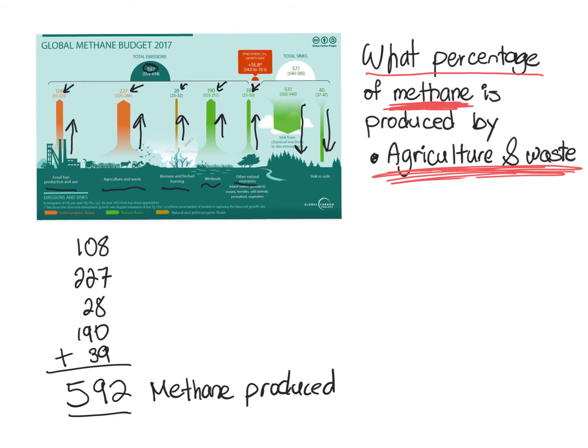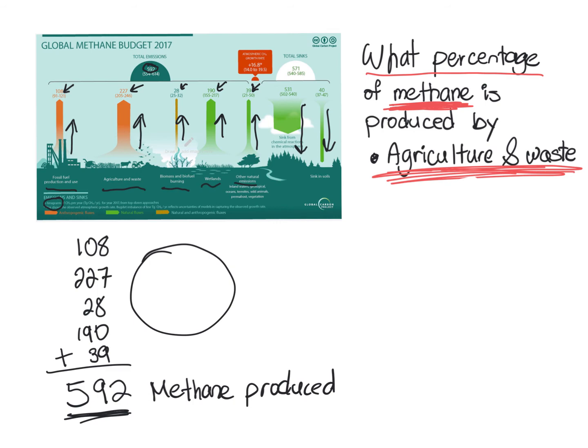592 what, you may ask? 592 kilometers, 592 liters? Well, I know it's in really small letters, but it's teragrams. It's a unit of measurement. So 592 teragrams of methane is the size of the pie.